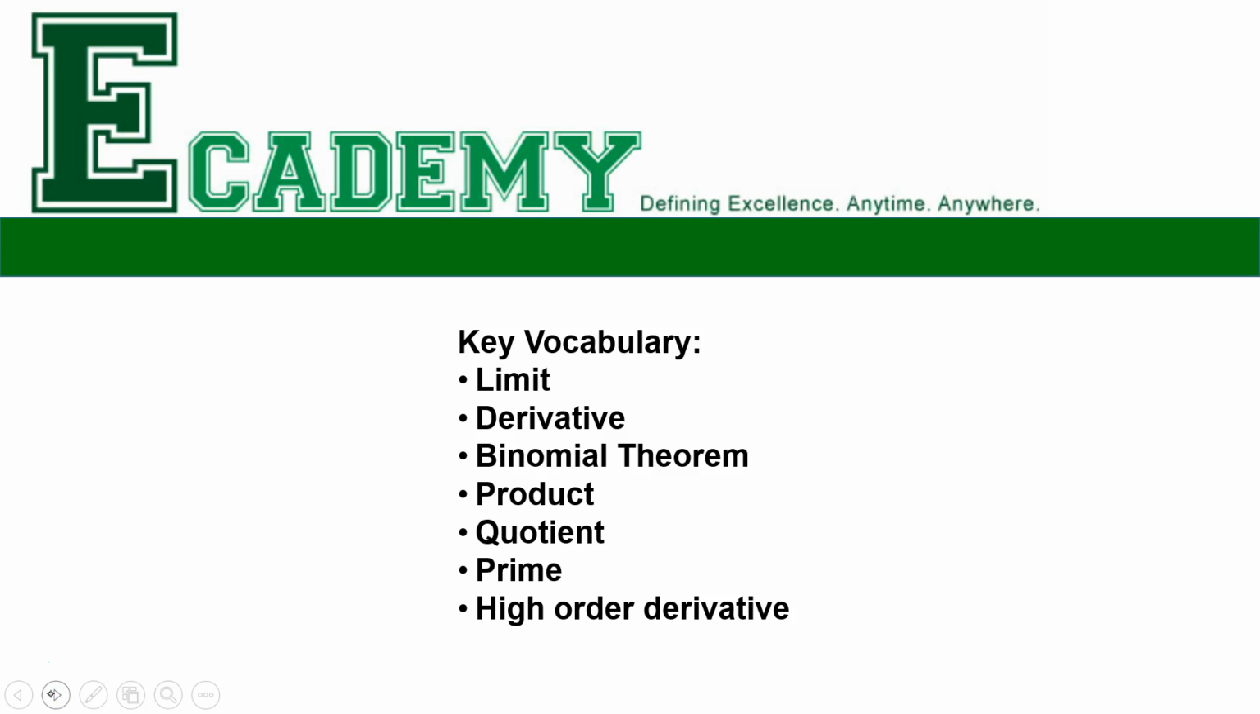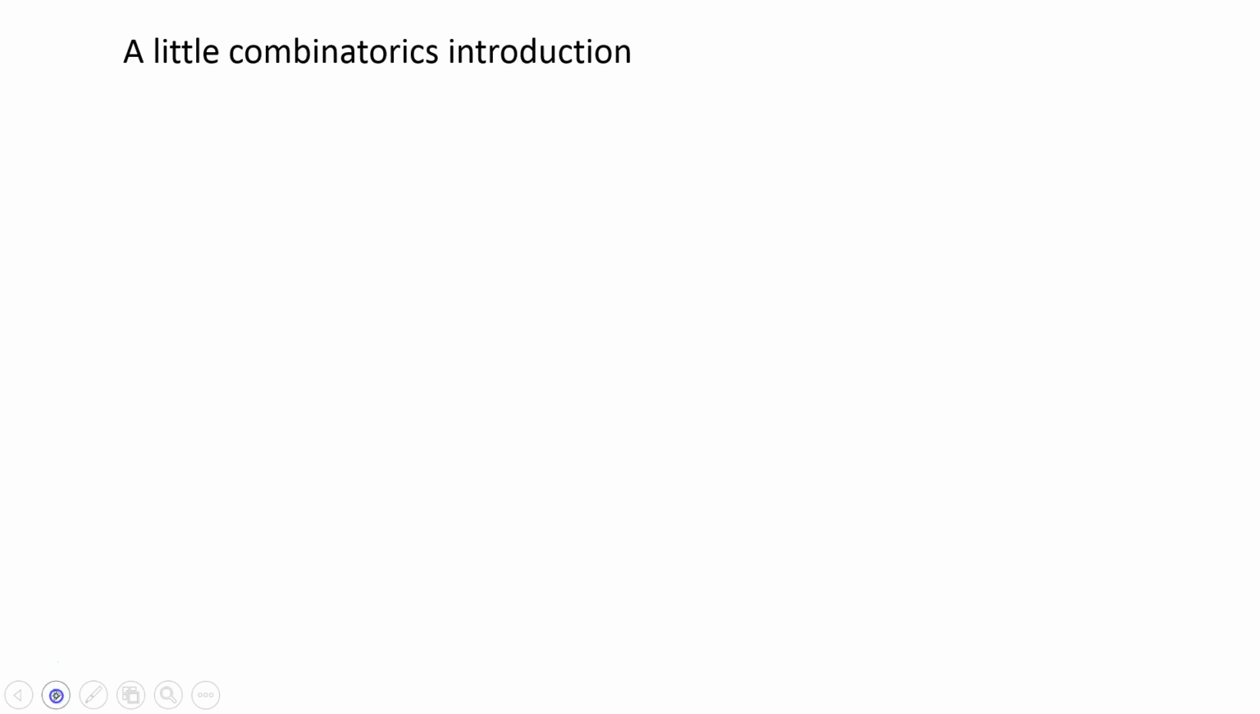So some of the vocab we're going to have here: limit, derivative, pretty standard stuff we've been talking about. Binomial theorem is something that you may have heard of before. If you know the binomial theorem, you're going to be able to skip the next two slides because I'm going to do an intro to that. The product quotient we're actually not going to look at. Prime, f prime of x, derivative, and higher order derivative we're actually not going to talk about either. But this is an old slide, so sorry I had this on here already. So let's take a look.